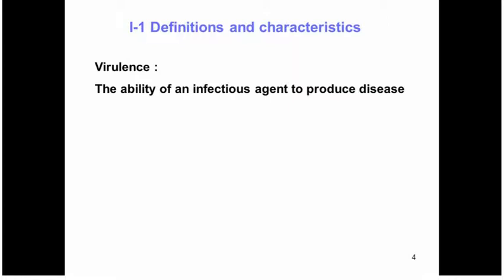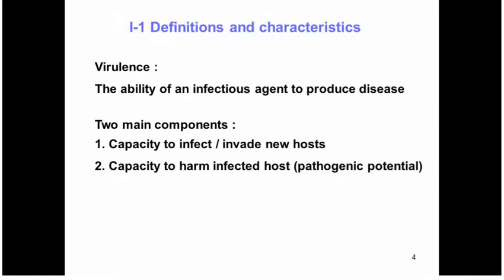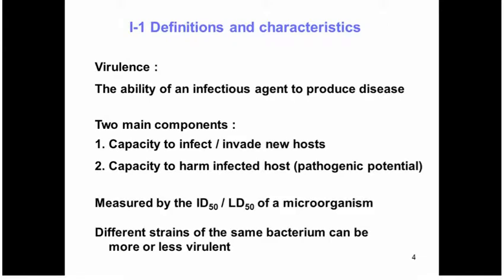What defines a pathogen compared to a commensal bacterium is virulence, the ability for the bacterium to provoke a pathology. So there's 2 main components to virulence. One of them is to help the bacterium establish an infection in a new host. And secondly, once it's there, it's got to be able to actually harm the host. So this can be measured experimentally by the ID50 or the LD50. ID50 is the 50% infectious dose, LD50 is the 50% lethal dose.